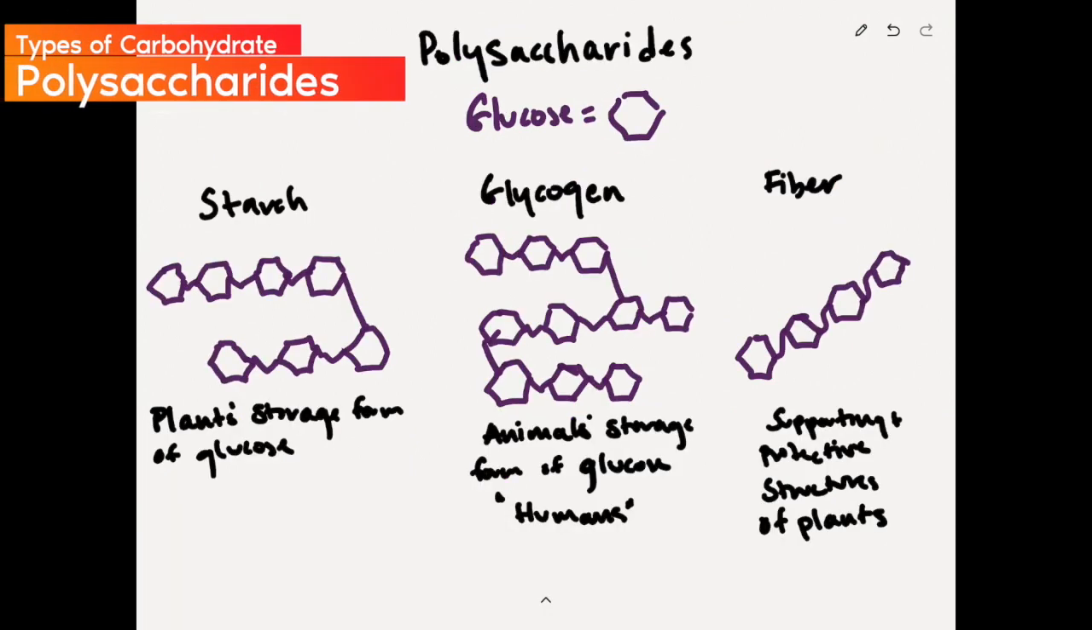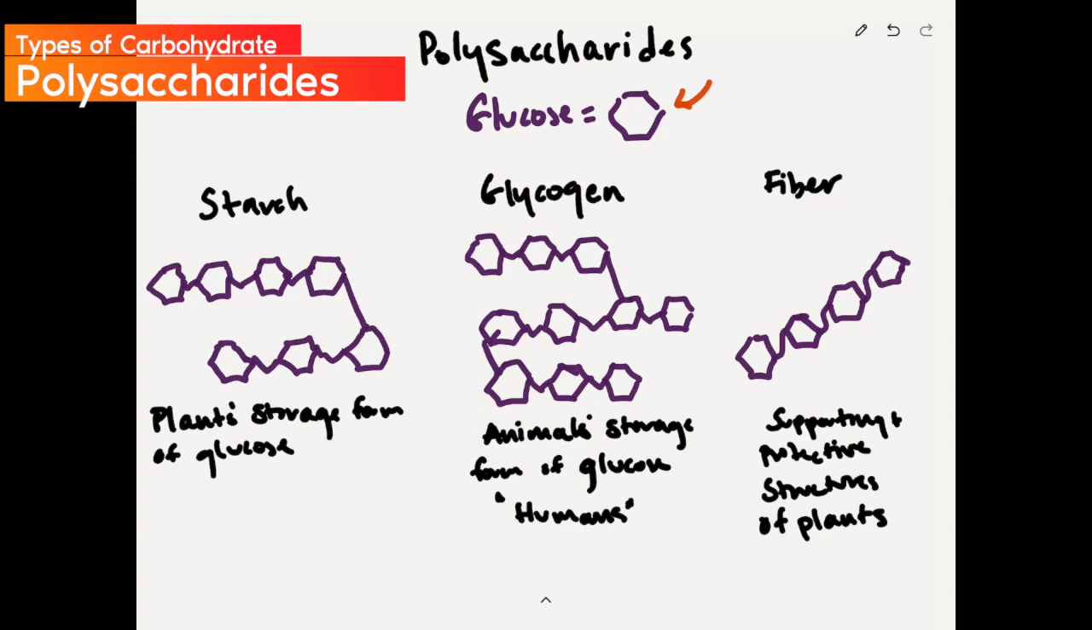If we combine more than 2 units of sugar, or more than 2 monosaccharides, we get what are called polysaccharides. The 3 most relevant polysaccharides for our nutrition discussions are starch, glycogen, and fiber. All of these involve linking glucose molecules together. In this drawing, the glucose is depicted as the purple hexagon, and then you can see how it's linked together in various formations to form the 3 polysaccharides.